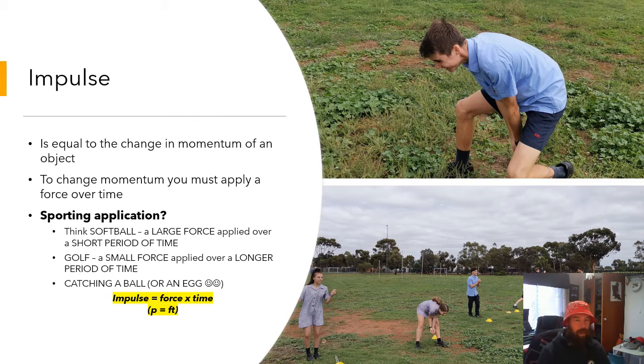So the formula to work out impulse is force over time. Impulse, or P, momentum, is force multiplied by time.